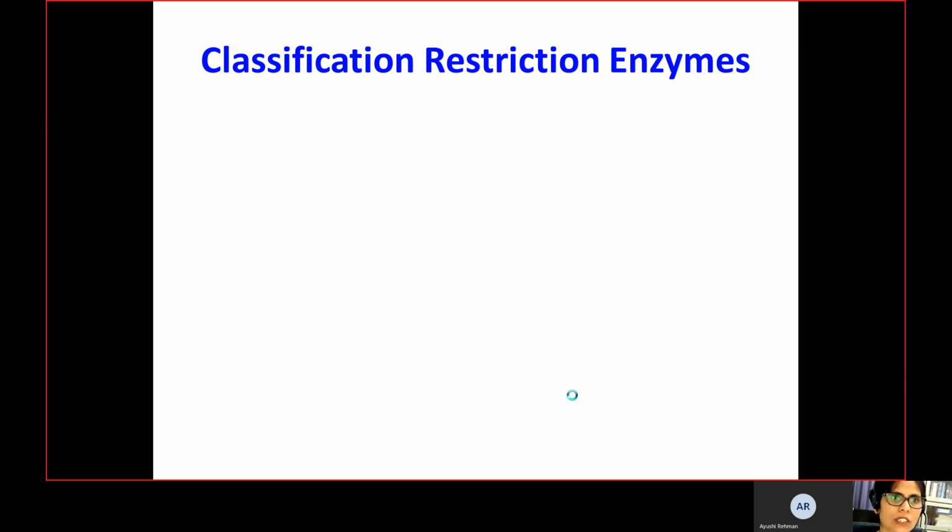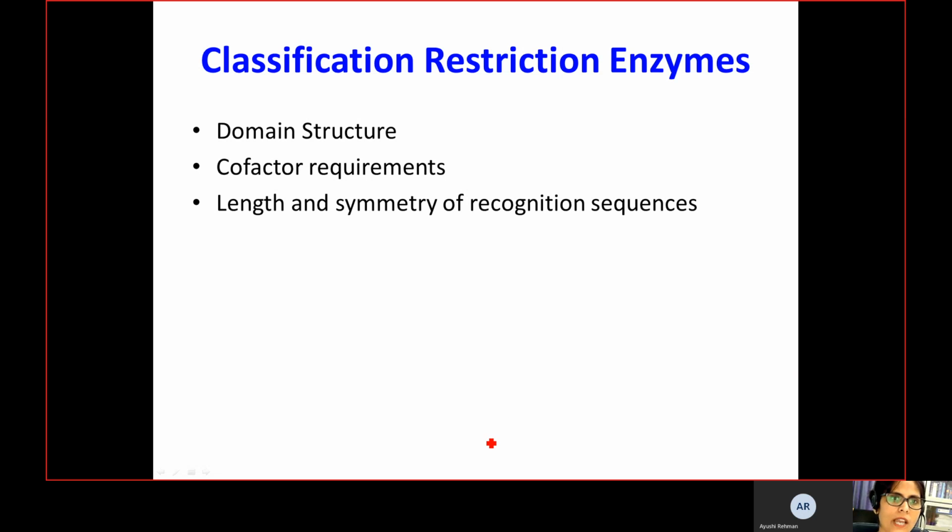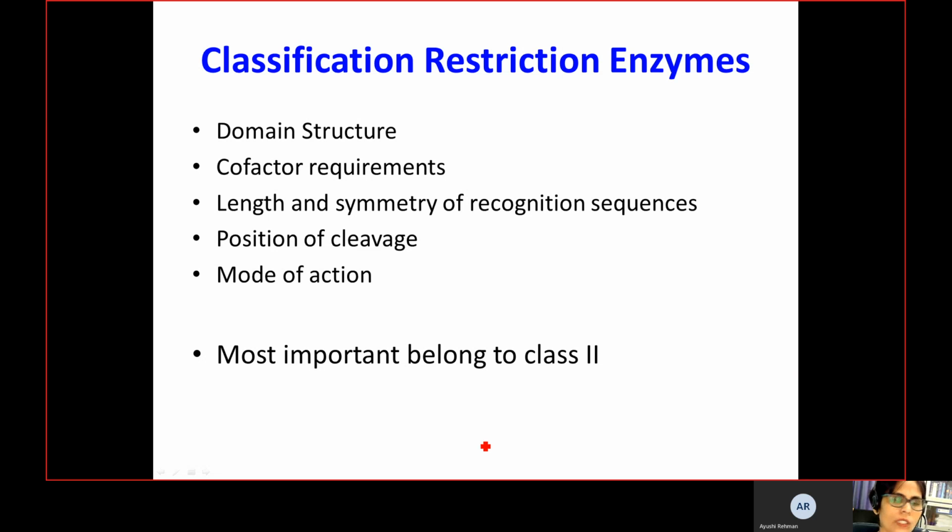Now let's see how restriction enzymes are classified. After discovery, these were classified into various types. And here in this lecture, we will see the three types of restriction enzymes. These were classified based on the domain structure, cofactor requirements, length and symmetry of recognition sequences, position of cleavage, and their mode of action. Out of all three, the most important belongs to type 2, that is type 2 restriction enzyme. Currently we have more than 4,000 type 2 restriction enzymes that are used in molecular biology experiments.